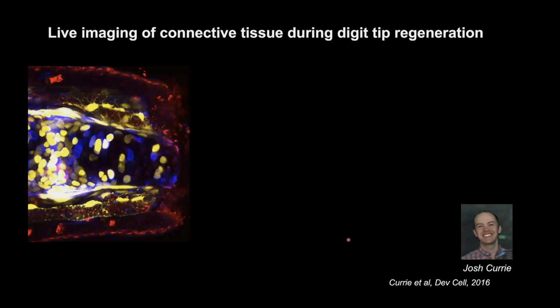So Josh Curry, a postdoc in the lab, who now has his own lab at Wake Forest University, set out to perform live imaging of these connective tissue cells during regeneration. So he made a transgenic axolotl, a rainbow transgenic axolotl, in which through Cre-mediated recombination, you can induce cells to express different combinations of fluorescent proteins. And then he drove Cre in cells that would make these connective tissues. Now, connective tissues include the fibroblasts, pericytes, periskeleton, cartilage, bone, ligaments, and tendons. And these are all the cells that you see labeled here.